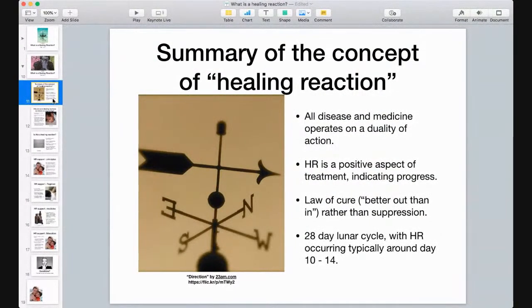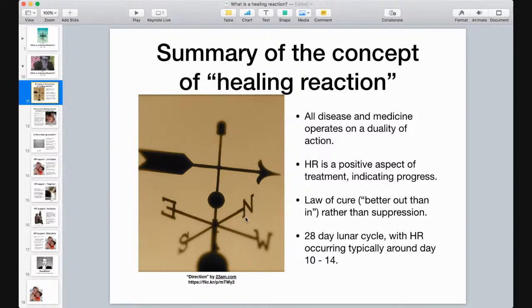So just as a quick summary, this is pretty much the whole of last week shoved together into one single slide, just as a refresher. And I'll just read through my points here. All disease, as well as all medicine, operate on a duality of action. And the healing reaction is a positive aspect of treatment, which indicates progress. That's a differentiation from what we talked about last week. It's not a side effect, and it is also not a homeopathic aggravation, which is a separate concept. So I'm distinguishing the healing reaction as a unique phenomenon, a unique event, and it's actually a positive part of the treatment and things moving in the right direction.